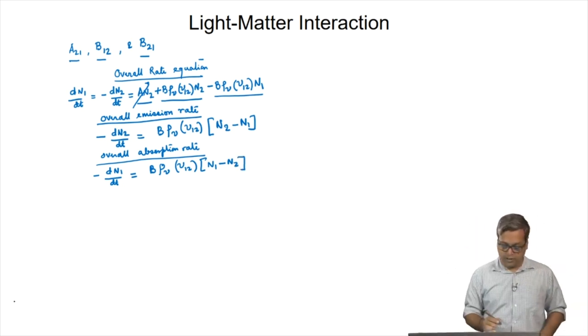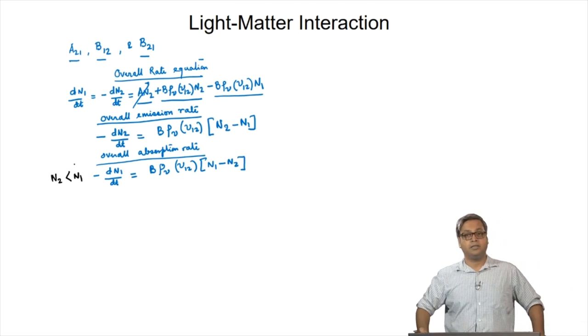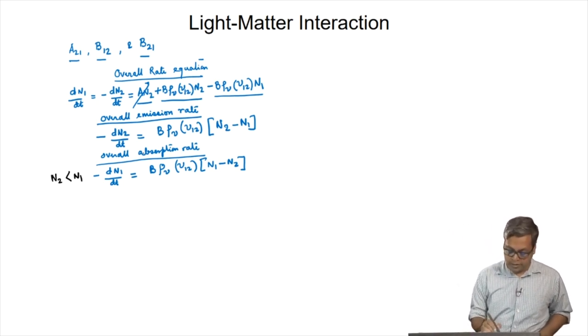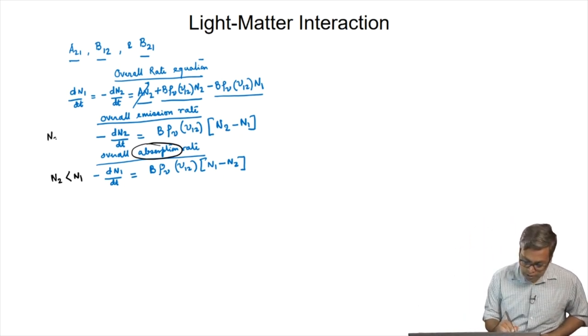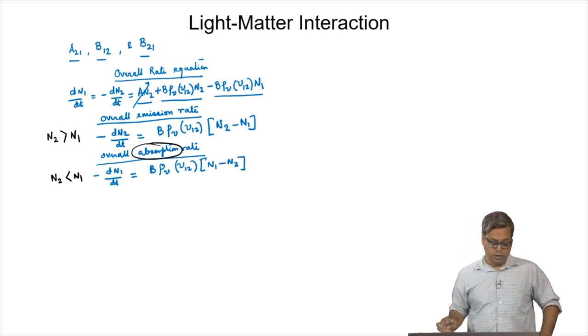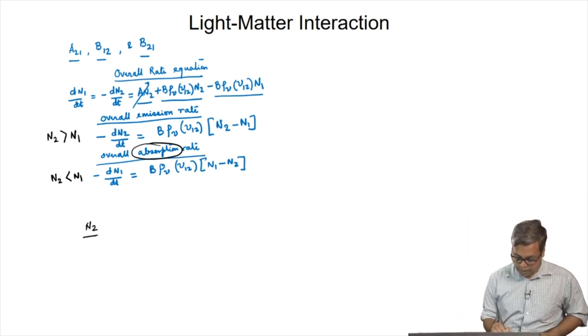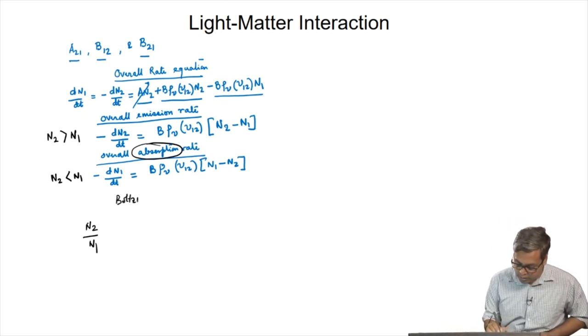So, we can see if N2 is less than N1, that is the lower energy level is more populated than the upper level, we will get a net absorption. Only in the event when N2 is greater than N1, we would observe a net emission. Normally, for systems at thermodynamic equilibrium, the ratio N2 by N1 is given by the Boltzmann distribution formula.